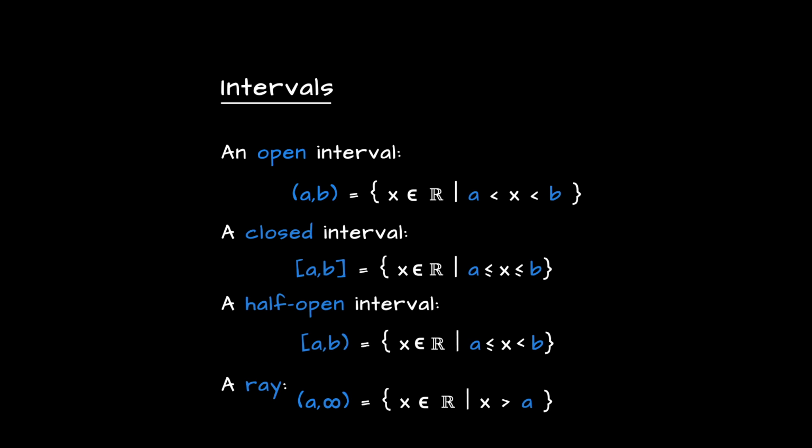And an interval of the kind shown here is often called a ray. It consists of identifying some number a and then letting the interval go all the way out to infinity. If we wanted to define this rigorously, we would simply say that this particular ray, which is written using parentheses, is the set of all real numbers x such that x is strictly greater than a. Now, intervals are sets. They're sets of real numbers, and as such, we can perform set-theoretic operations on them.